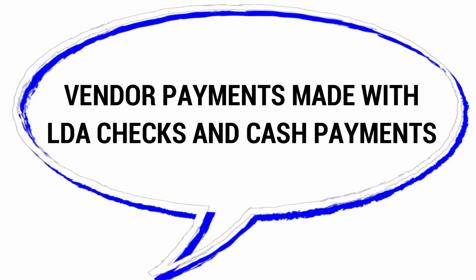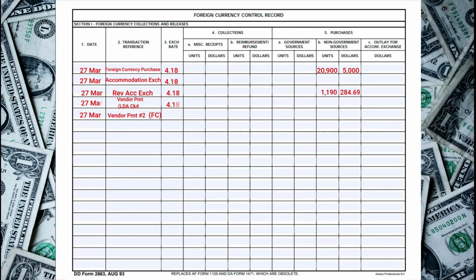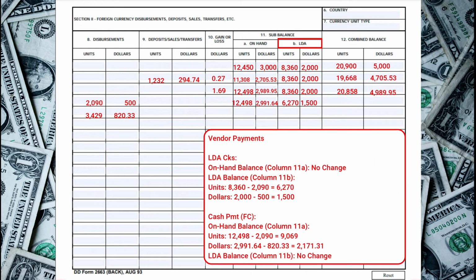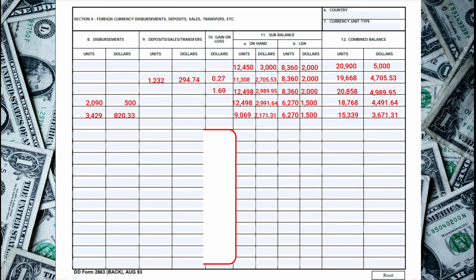Let's look at the next entry. Vendor payments made with LDA checks and cash payments. Type the business day, transaction reference and exchange rate. These transactions are entered under disbursements on column 8. Enter the number of foreign currency units in the units column and the US equivalent in the dollars column. Vendor payments made with the LDA checks only affect the LDA sub-balance on column 11B. On the other hand, cash payments affect the on-hand sub-balance on column 11A. Complete these two entries by adding the total balance of column 11A and 11B on column 12.